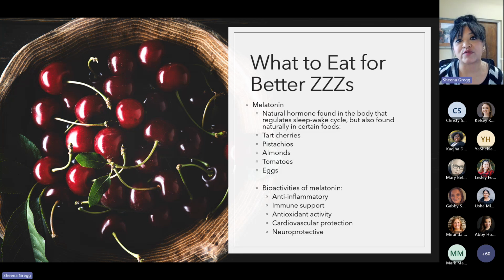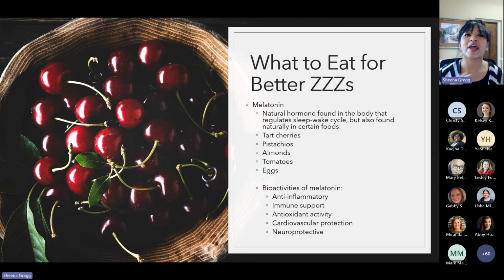So there could be a time and place for longer use, but I really would consult with your physician about that. And again, the ideal situation here would be to get it from actual food sources. So if you haven't bought cherries in a while, or cherry juice, and you want a good excuse to do that, this is a great situation to do that, as well as pistachios and almonds, tomatoes and eggs.